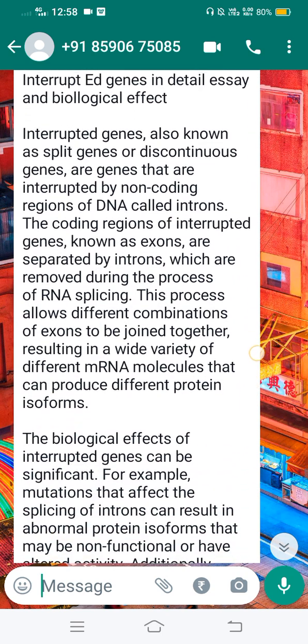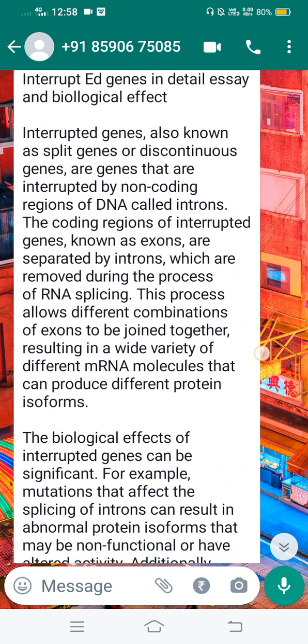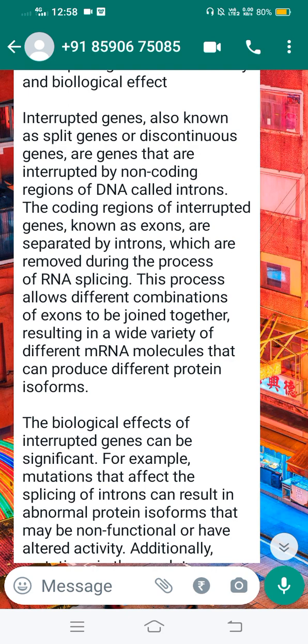of certain genetic disorders. Next, we will be learning about interrupted genes. Interrupted genes, also known as split genes or discontinuous genes, are genes that are interrupted by non-coding regions of DNA called introns. The coding regions of interrupted genes, known as exons, are separated by introns, which can be removed during the process of RNA splicing.